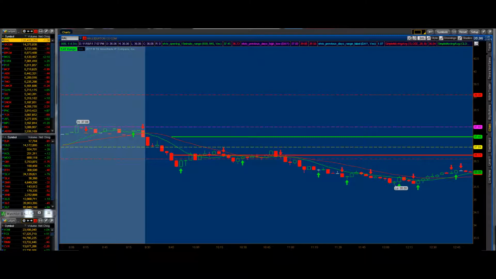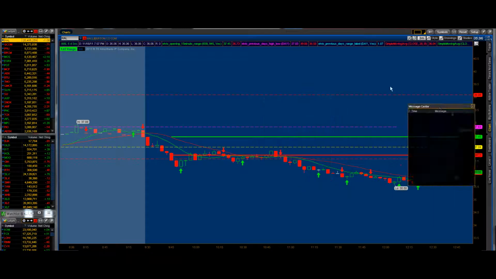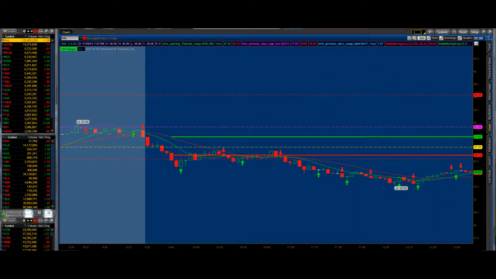So now here's an example. An acceptable buy signal printed at 9:51, which is right here. That means an alert was given in the message center, as well as a sound alert went off. So I'll hear a sound, the alert will pop up in the message center containing the symbol, and that way I'll know that there's an acceptable signal right there.